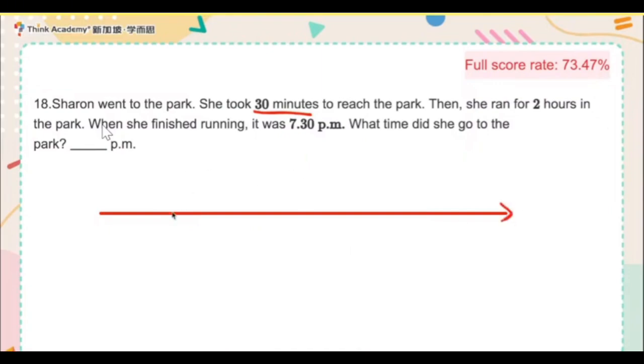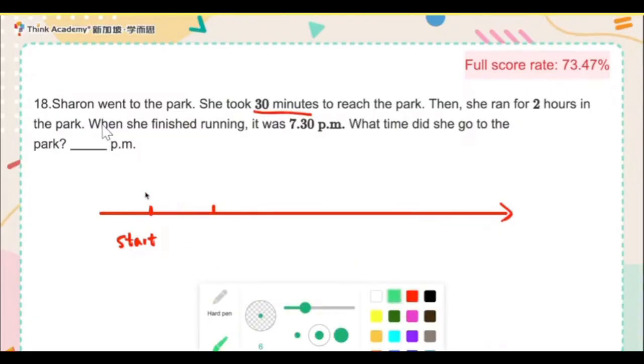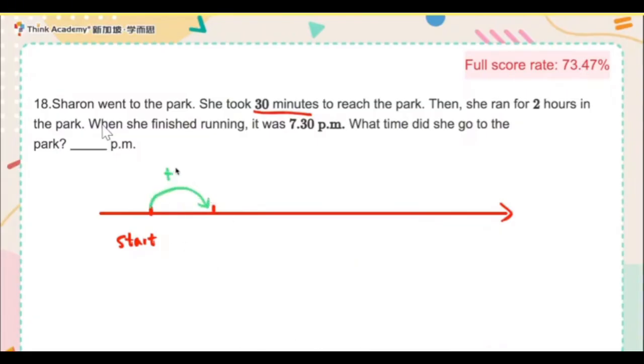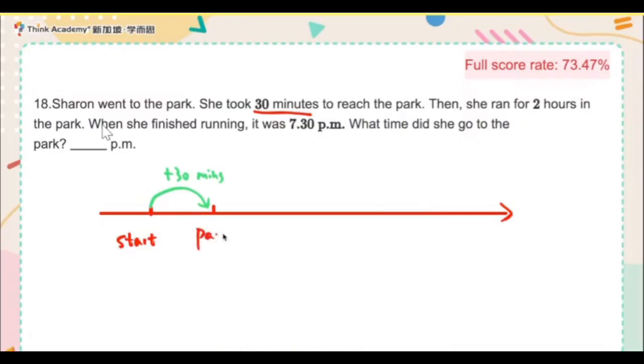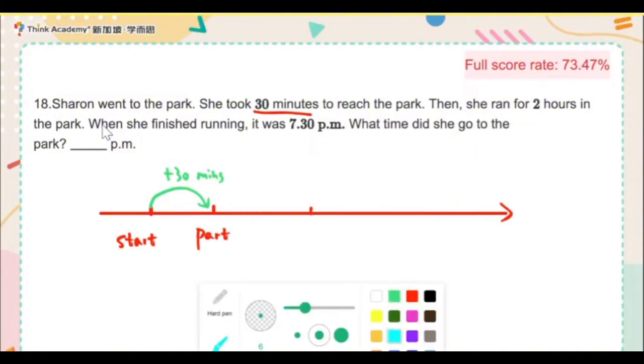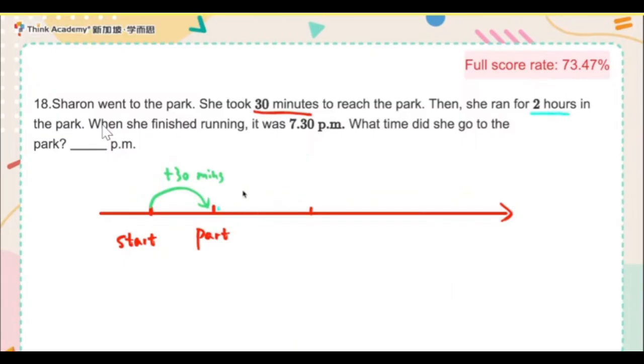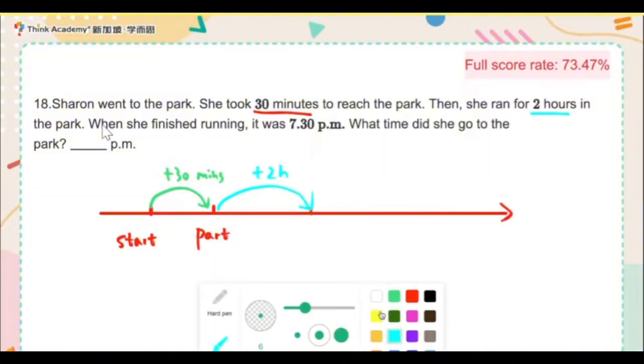So you see, she went to the park. This is the start, the beginning. Then you see, she took 30 minutes to reach the park. This is 30 minutes. Everyone, draw together with Teacher Jane, okay? And then she reached the park here. And then she ran for 2 hours. Oh, so energetic. Okay, so we can see another 2 hours.